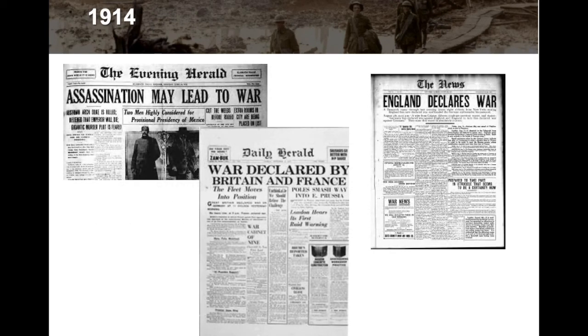So here's some images of a couple of newspapers from the time. Assassination may lead to war. War declared by Britain and France. England declares war. Just different headlines that would catch the people's attention, and they'd want to read about what's going on, and I'm behind my country, and I want to do my part.